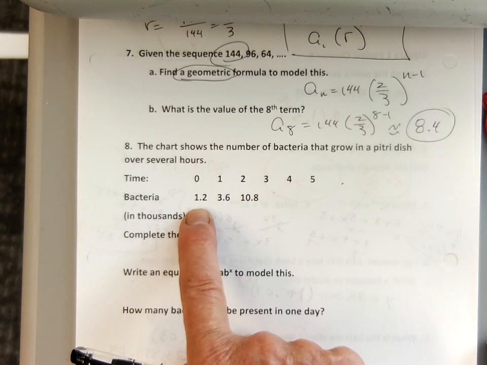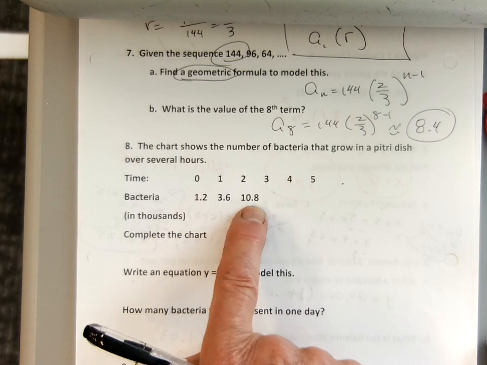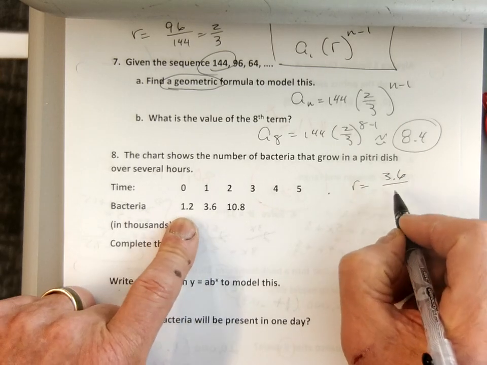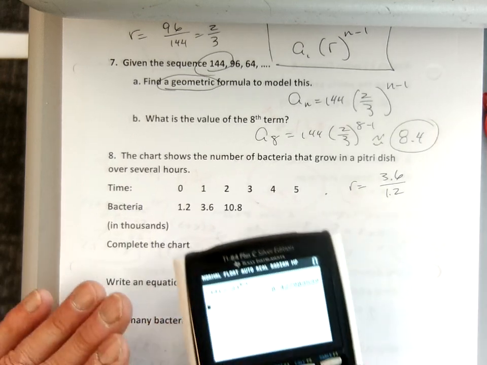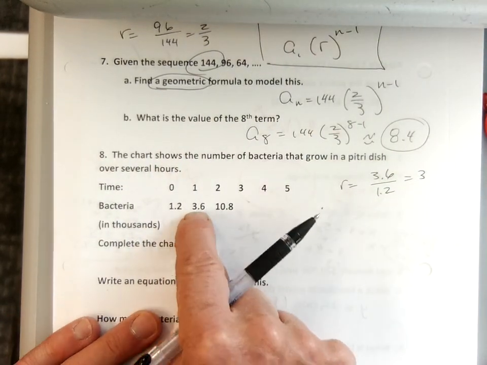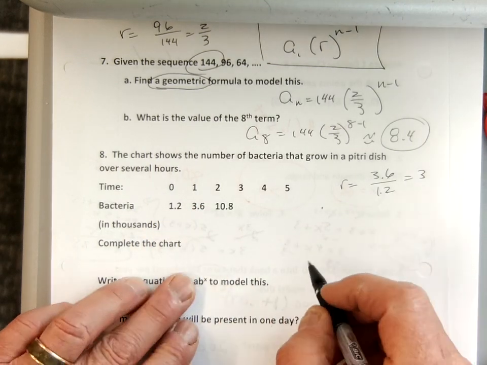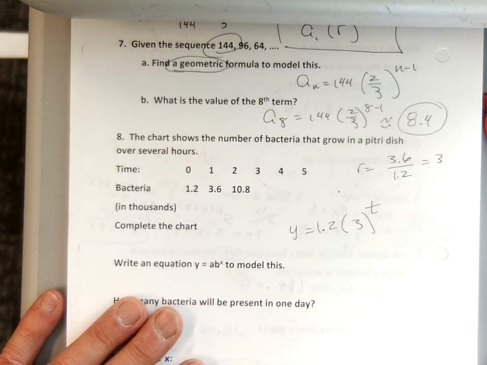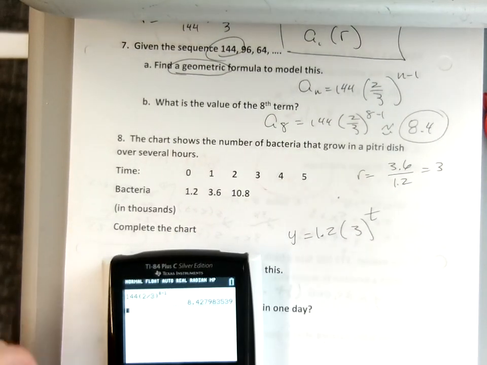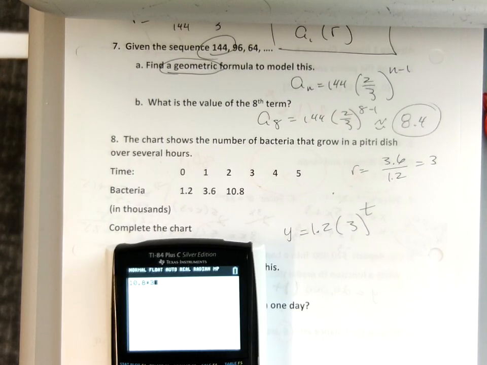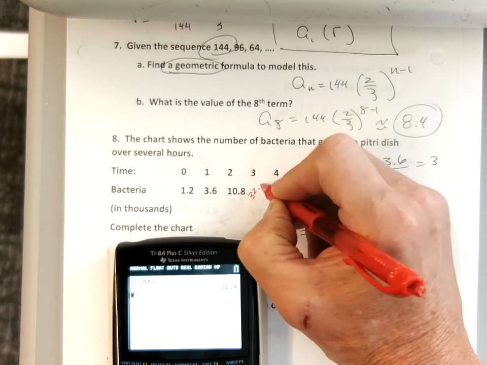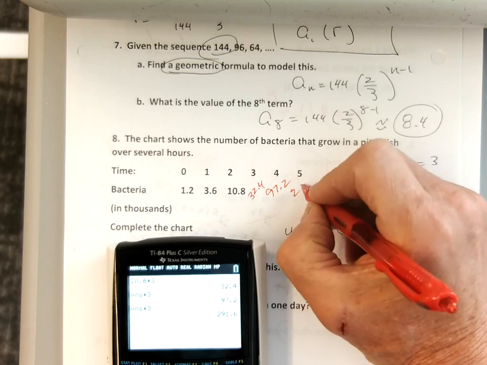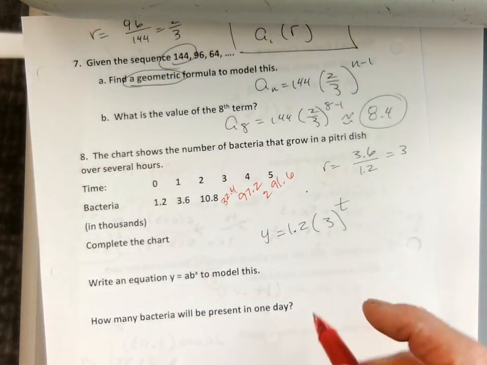So number 8. A number of bacteria, they're growing. What's the rate? Now, I think it's tripling, but again, if we don't know what the rate is, how can we find the rate? Second one divided by the first one, right? If you can't figure out what's going on, always divide the second one by the first one, okay? So it is 3. So I'm going to have an equation: y equals 1.2 times 3 to the t power, okay? Complete the chart. Oh, I can do that. That's easy. 10.8 times 3 is 32.4, times 3 is 97.2, times 3 is 291.6. Okay, I completed my chart. I have my equation, right?